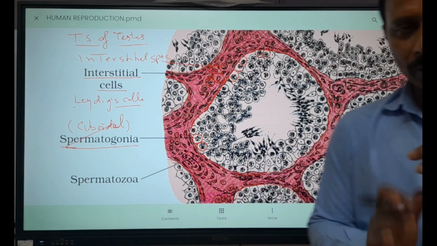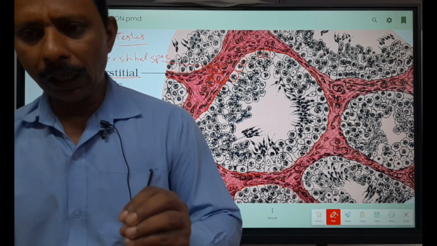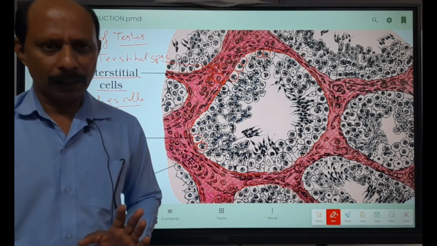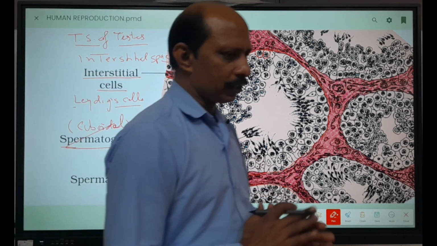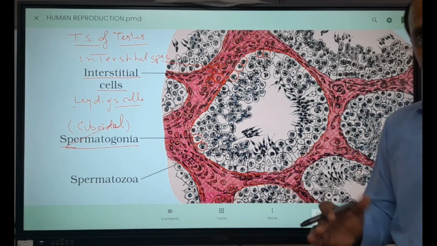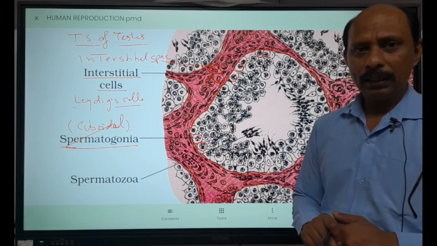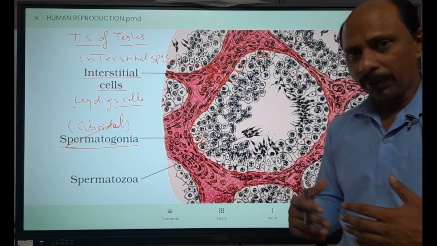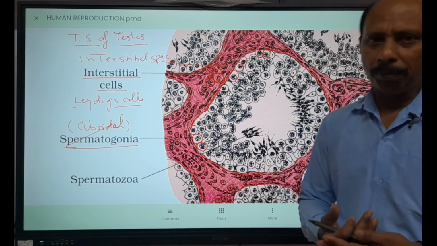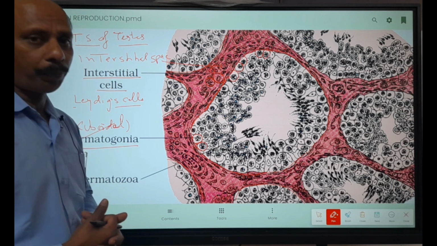Here one thing I want to tell you, either it is a male gamete or a female gamete, both originate from primordial cells, right? Primordial cells means undifferentiated cells. We cannot say they are germ cells yet. They are germ cells, but they are primordial cells. Primordial means undifferentiated cells, right? So they may form a gamete or they may not form a gamete. That's why it is called undifferentiated. Undifferentiated cells are primordial cells.